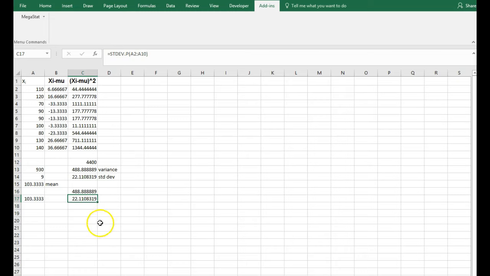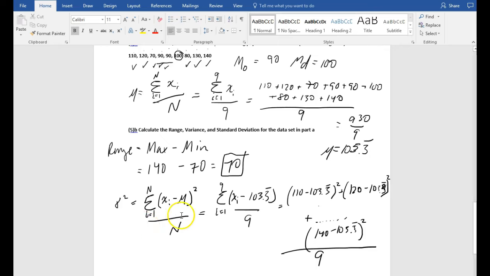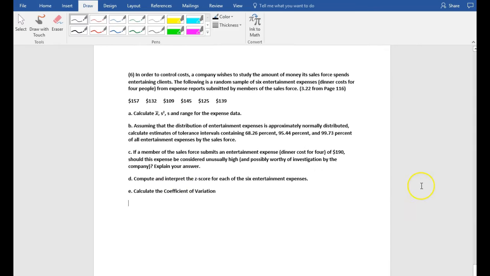Okay, now we're going to switch to number 6 in the worksheet. Okay, so number 6. In order to control costs, a company wishes to study the amount of money its sales force spends entertaining clients. The following is a random sample of 6 entertainment expenses, dinner costs for 4 people, from expense reports submitted by members of the sales force. This is 322 on page 116.